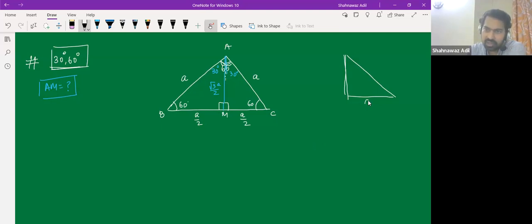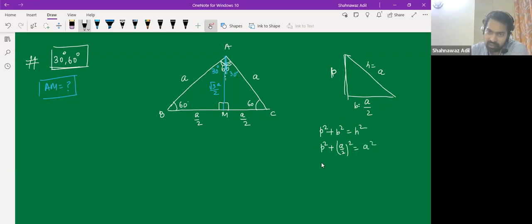So this is a by 2. This is a, and we want to calculate this perpendicular, right? And this is the hypotenuse. So we know from Pythagoras theorem, P we have to calculate. P is a by 2 whole square, and then H is a square. So P square is a square minus a square by 4. So we take the LCM.